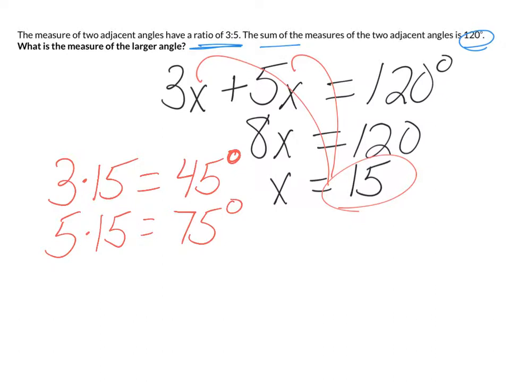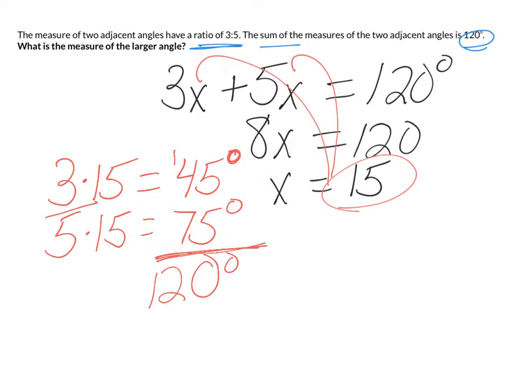Now, let's just check our math. What I'm saying is that one of the angles is 45 degrees and one of the angles is 75 degrees, which is a ratio of 3 to 5. If I add these 2 degrees together, I'm going to get 120. Now, if I look at the original problem, I said the sum of these two angles is going to equal 120. Okay, so I've done my math correct.